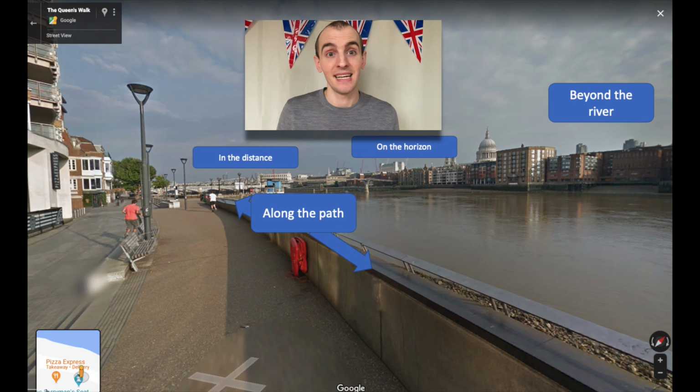So we could say there is a wall along the path. It has to be something long. We couldn't say there's a person along the path. It has to be a wall, something long.